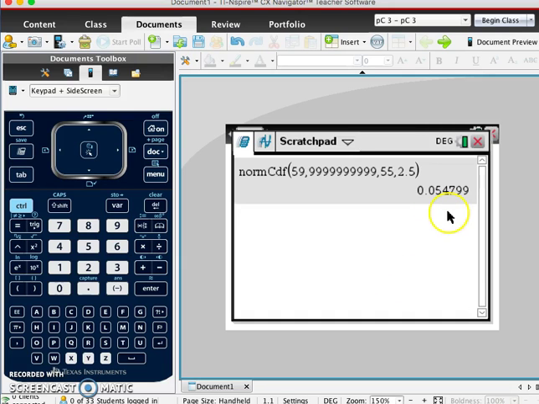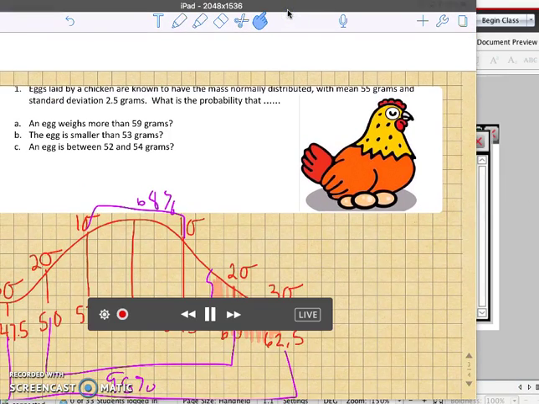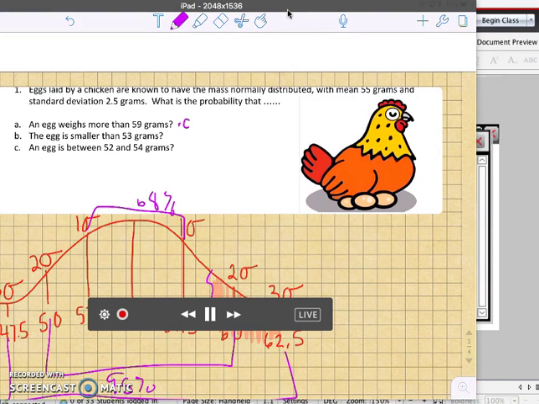So if we type that in there, we get 0.054799. So this is approximate, but if we want to turn it into a percent, it's about 5.5%.